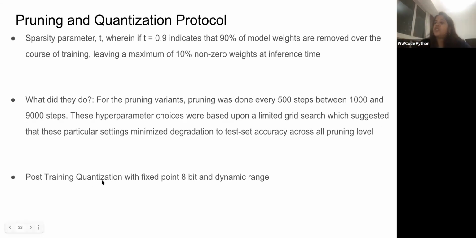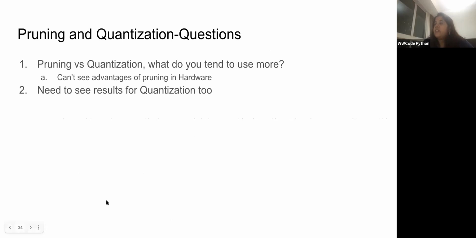And they're also doing post-training quantization with fixed 8-bit and dynamic range. And one more thing they explained here was MLIR, which is like a machine learning, I guess, intermediate representation, which is by TensorFlow Lite. Via TensorFlow Lite, they're using this. That's how they're pruning, and that's how they're quantizing.